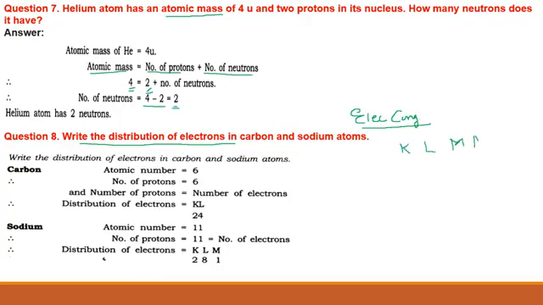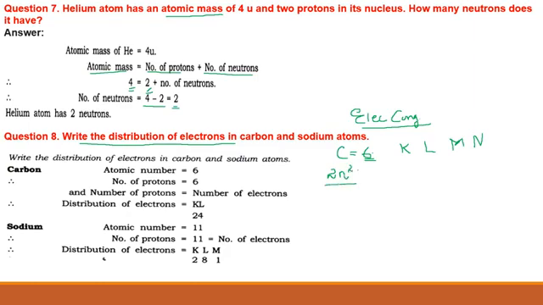Now to distribute the electrons in the different shells, we should know the atomic number. Here they have given carbon. So what is the atomic number of carbon? Atomic number of carbon is 6. Now you have to distribute 6 electrons in the shells. For that, according to the Bohr model, we should know the maximum number of electrons that can be accommodated in the shells. It is given by the formula 2n square.